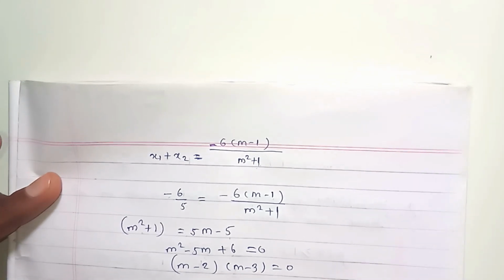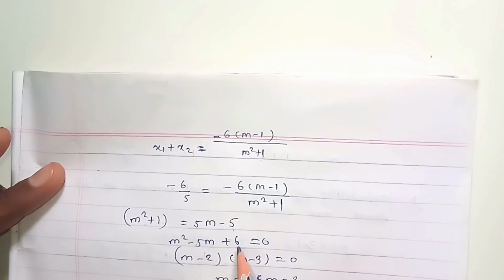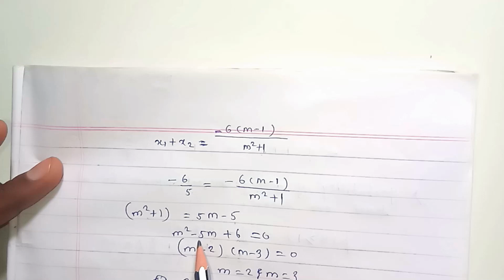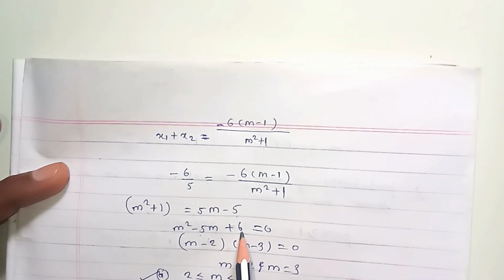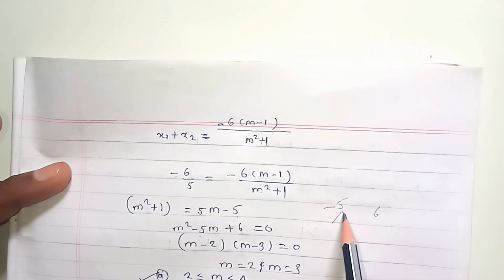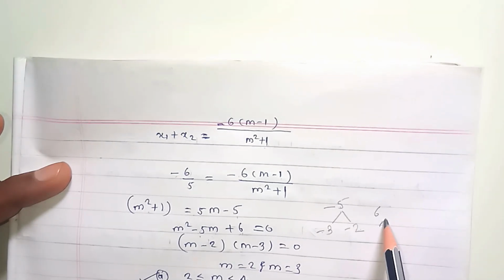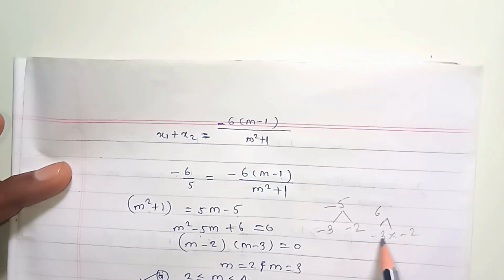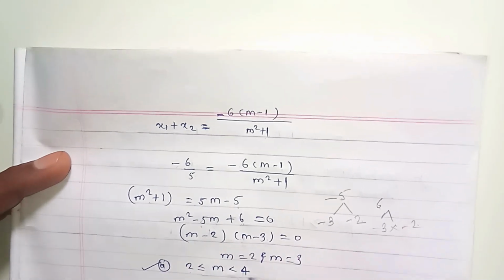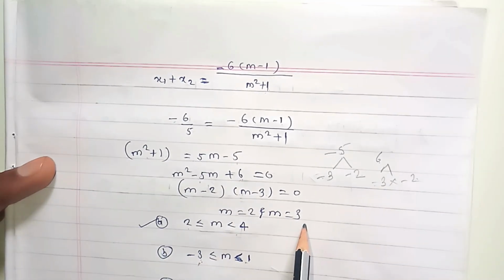Now it is easier to find the value of m. How do we find the root of a quadratic equation? First we find two numbers whose multiplication is 6 and whose addition is negative 5. The numbers are negative 3 and negative 2: negative 3 plus negative 2 is negative 5, and negative 3 multiplied by negative 2 is 6. So we get (m minus 3)(m minus 2) equals 0, which gives m equal to 2 and m equal to 3.